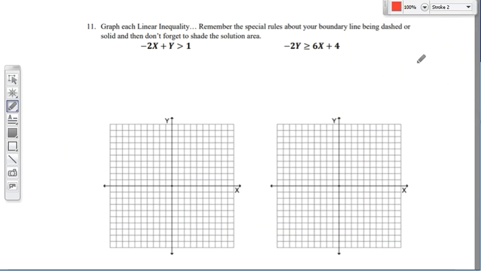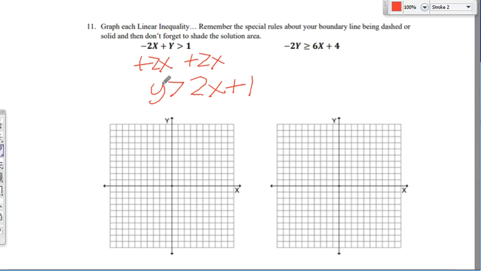Next question, graph each inequality. Remember the special rules about your boundary line being dashed or solid, and then don't forget to shade the solution area. So to graph a linear inequality, you're going to put your equation in slope-intercept form. You graph using slope-intercept form, okay? But you have to remember, if your inequality symbol is just a greater than or just a less than, your line's going to be dashed.